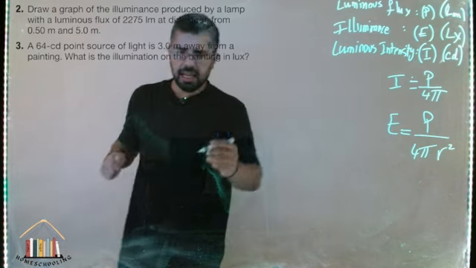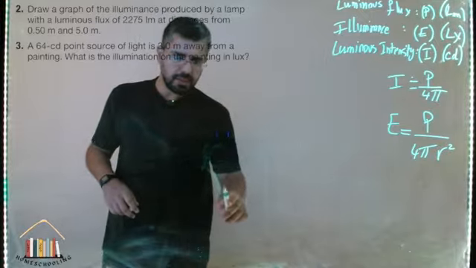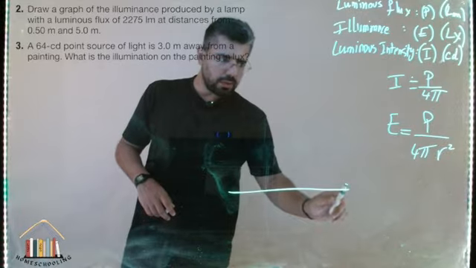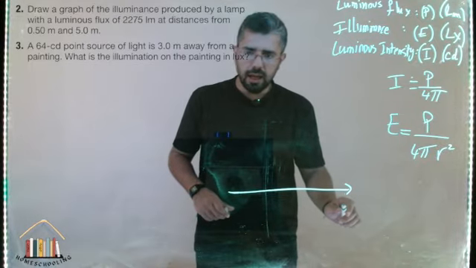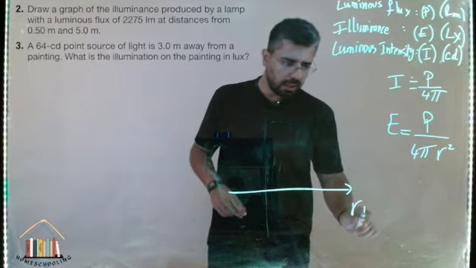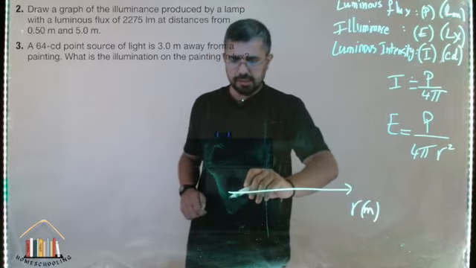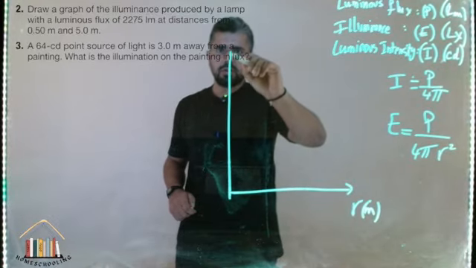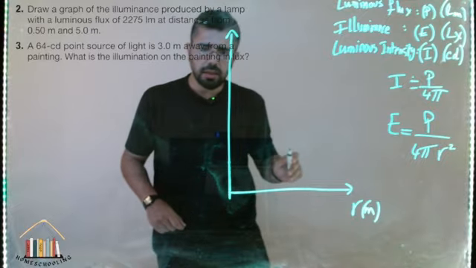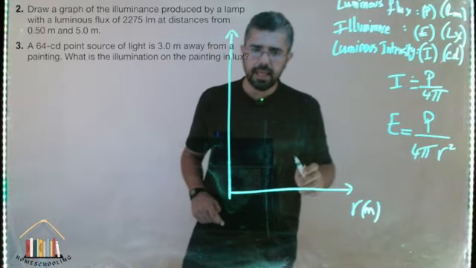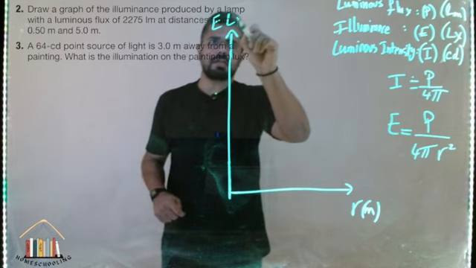What we mean by graph is we have to draw the x-axis. Let's put it somewhere here. In terms of the x-axis, it's the distance r, and the unit is meter. And on the y-axis, we'll talk about the illuminance E, which the unit is lux, LX.